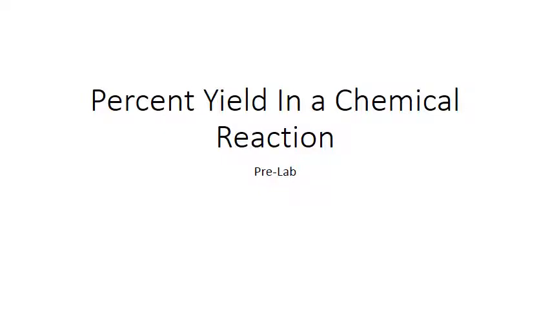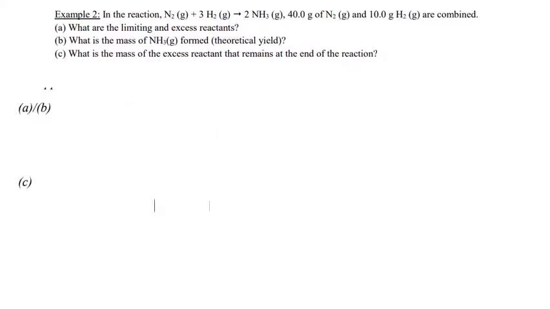Here we go. Let's talk about this percent yield lab that's coming up. Review a few things also before we get going. The first thing we'll review is the idea of a limiting reactant. So we looked at this problem yesterday in your notes, and you can see it up there. There's a balanced equation. Always start with a balanced equation.